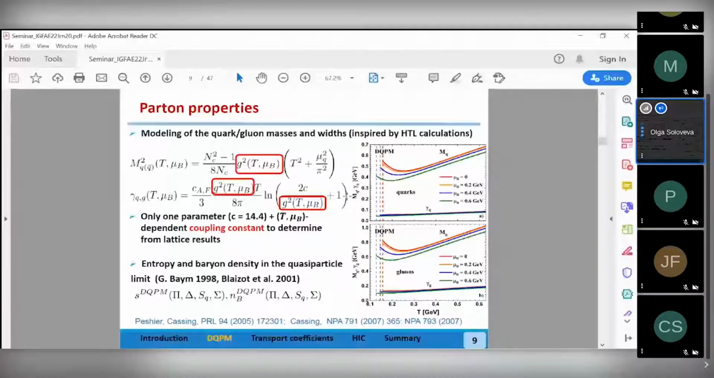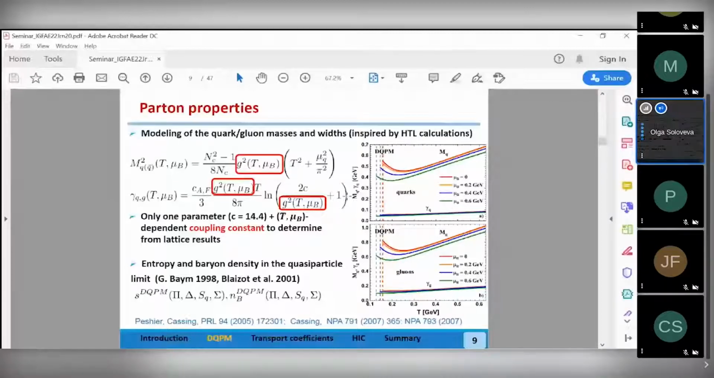There is a very smooth dependence on µb. But as you can see, our gluons are heavier and have the same dependence on µb. So for quasi-particles, you can derive the entropy density and the baryon density using propagators and self-energy, which you can express in terms of mass and widths of gluons.